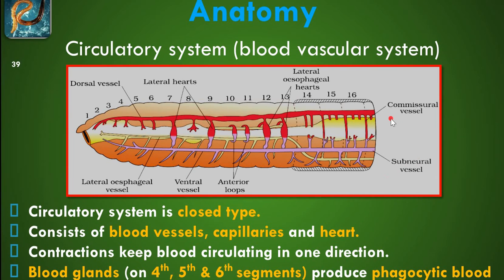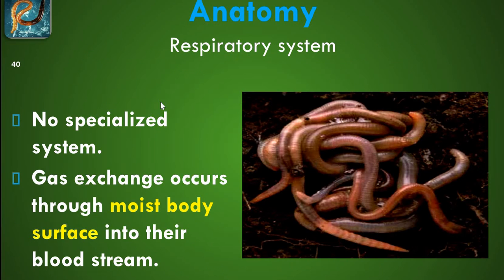If we look at the circulatory system, then they have got a closed type circulatory system, which consists of blood vessels, capillaries, and a heart. There are contractions which keep the blood circulating in one direction. This is very important so that there is no backflow of the blood. There are blood glands on the 4th, 5th, and 6th segment which produce phagocytic blood cells and hemoglobin, which is dissolved in the blood plasma, that is the liquid portion of the blood.